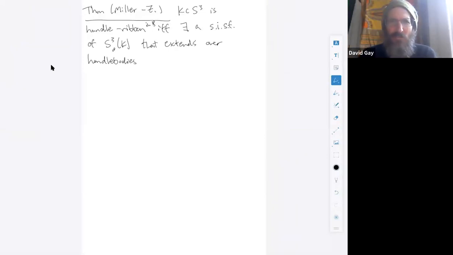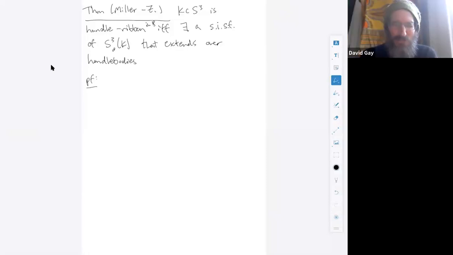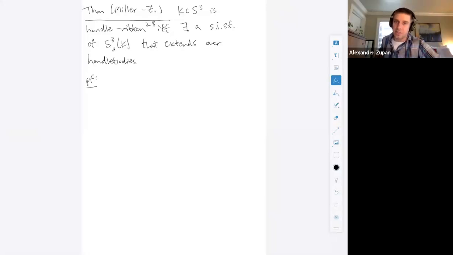Let me wave my hands at a proof here. Yeah, go ahead, Dave. Well, the Morse 2 function picture you drew on the previous slide, does that imply that 4 manifold is a, well, if the 3 manifold was S3, then the 4 manifold is a homotopy ball, or not? Yes. So let's do that.